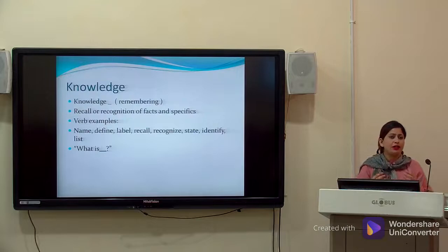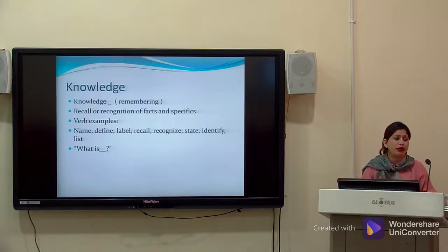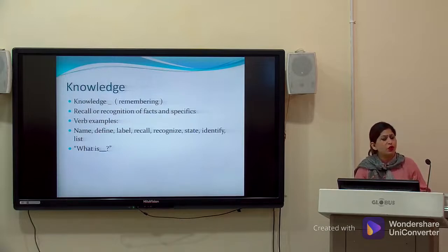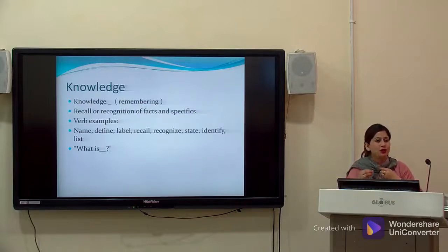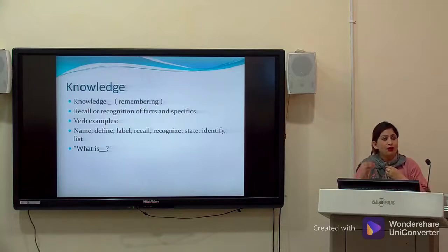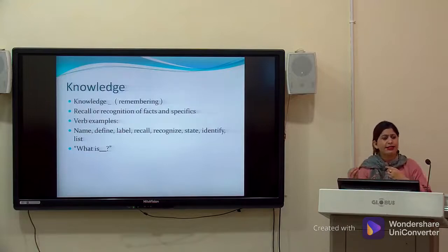In the previous model, the 1956 model, when Bloom framed the instructional objectives, it was called knowledge. Now it was revised in 2001, and it's called remembering. So what do you mean by knowledge? We have to understand what knowledge is here, because we have to frame the instructional objectives linked with knowledge. Knowledge simply means the recall, the recognition of facts and specifics.